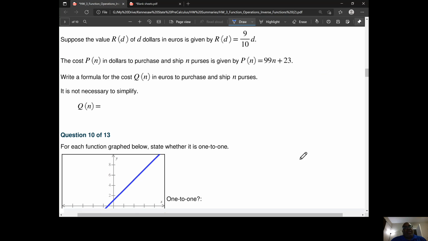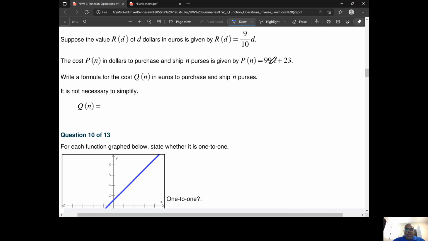Suppose the value R of D dollars in euros is given by the function R of D is equal to 9/10 of D. The cost P of N in dollars to purchase and ship N purses is given by P of N is equal to 99N plus 23. Write a formula for the cost Q of N in euros to purchase and ship N purses. It is not necessary to simplify. Okay, thank you. So the top function is dollars in euros.